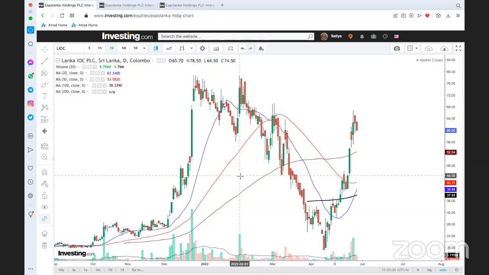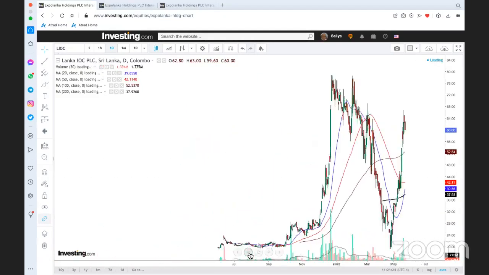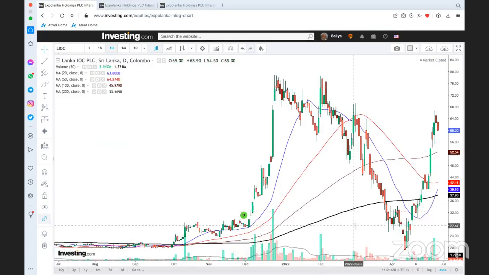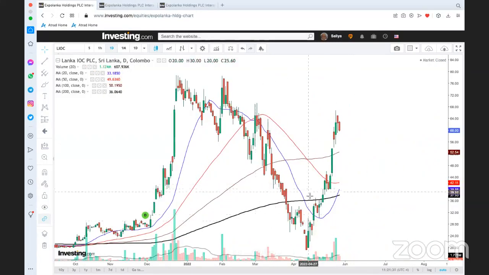In LIOC too, we can see that there is an uptrend confirmation. Relative to the other five, we can see that the LIOC price action is much stronger compared to the other 5. Already we went through 5 counters. This is the 6th counter, and LIOC is in a very strong uptrend, right?